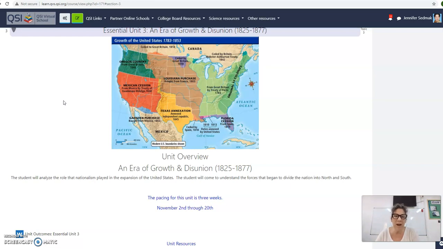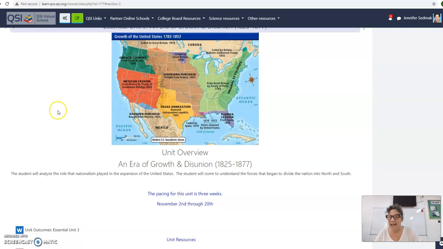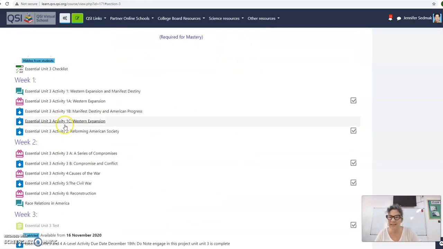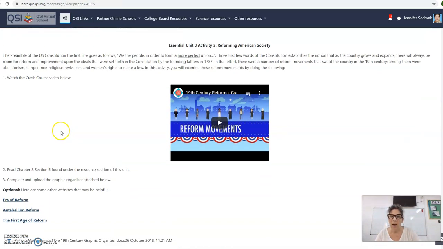And as you consider how each piece of territory was added, I would like your impression in terms of whether or not you believe that that land acquisition was just. And then the final activity this week has to do with reforming America.